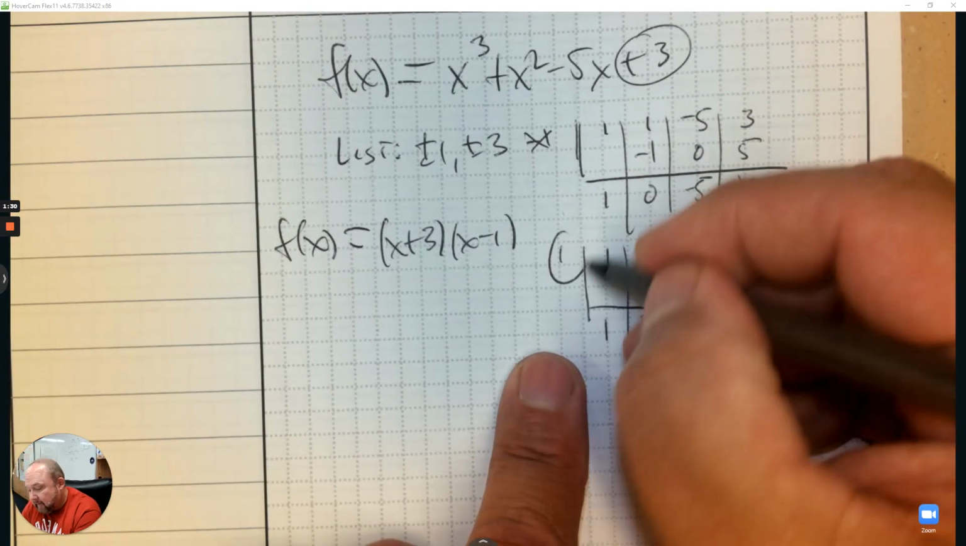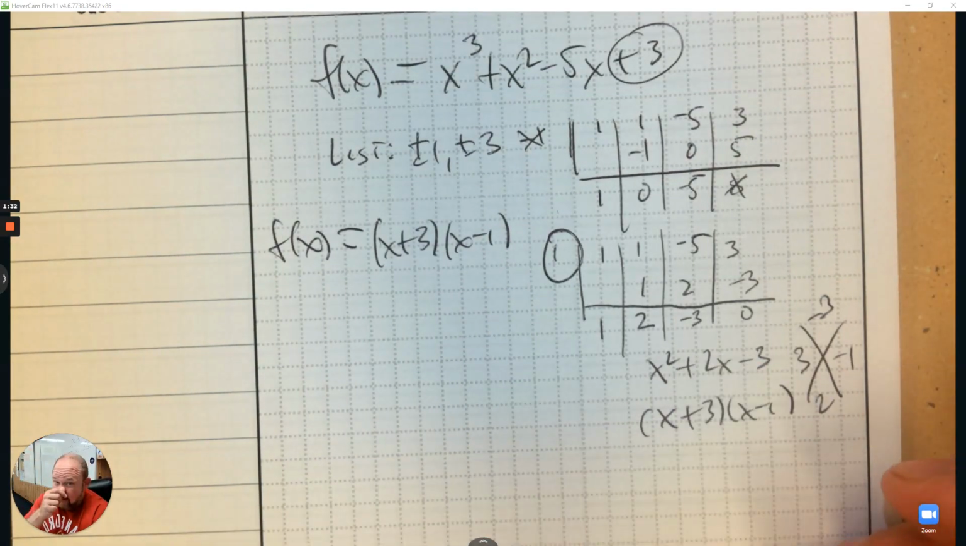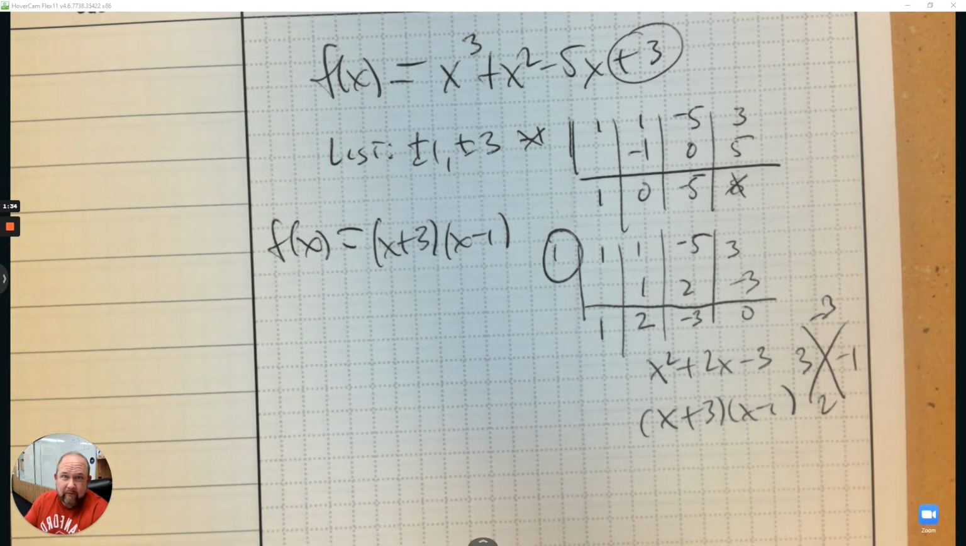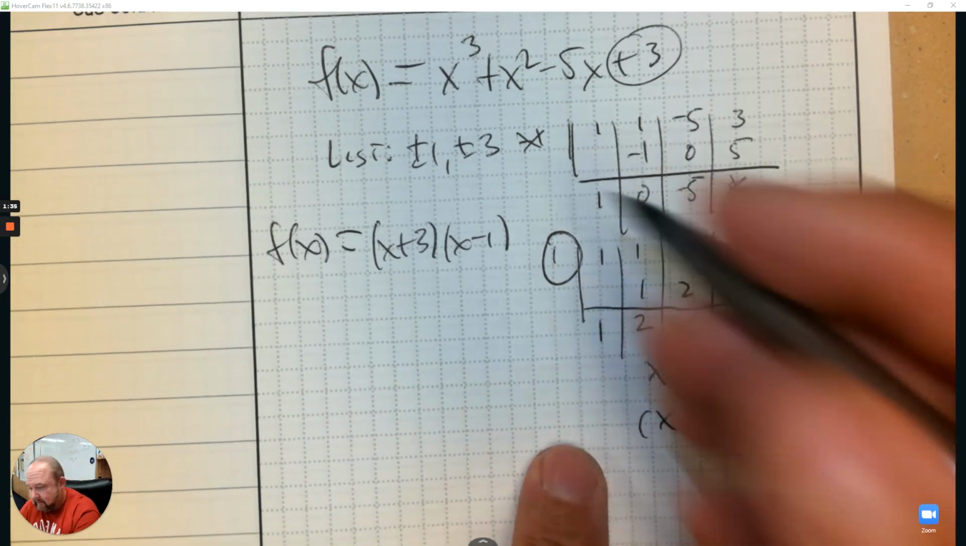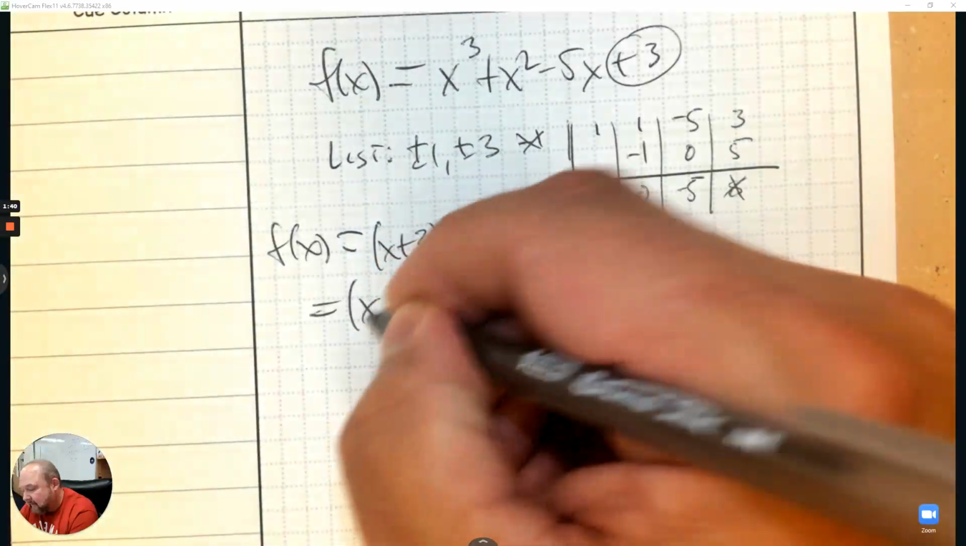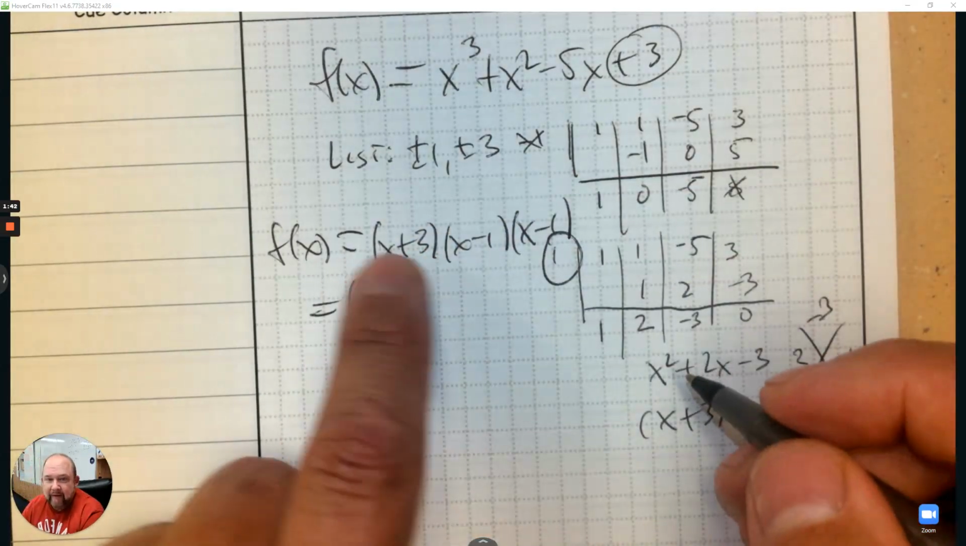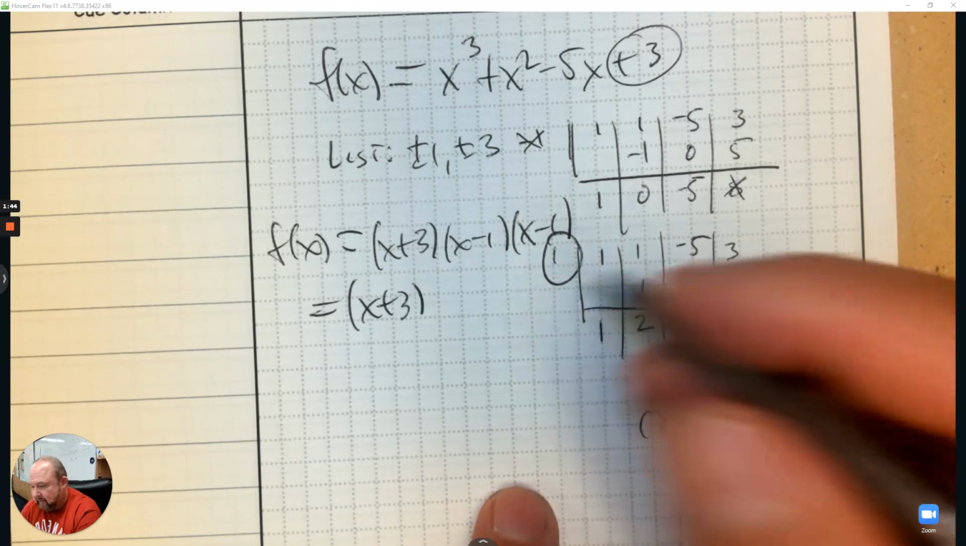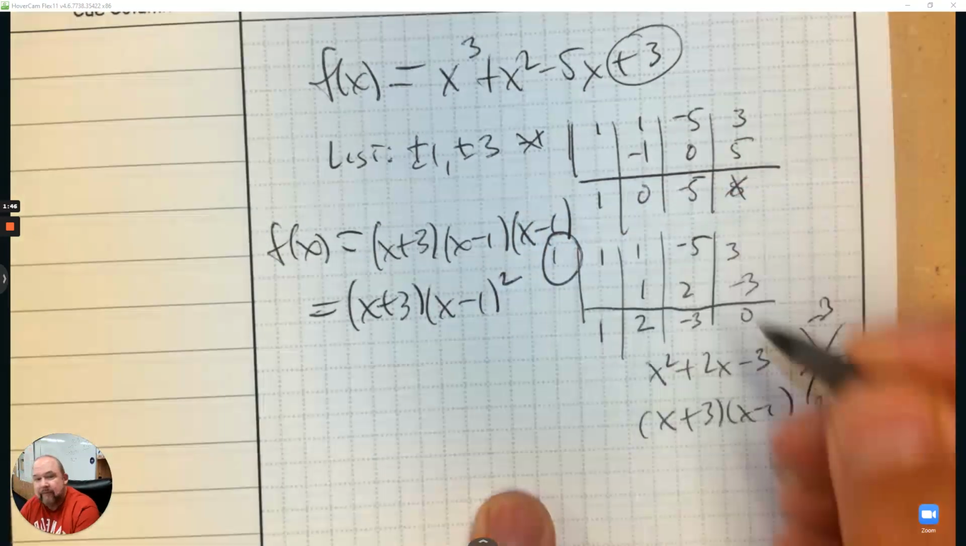And then this one, the one that worked, 1 is a 0. How do I work backwards? The opposite number is the factor. So that's going to be x minus 1. So when I put this together, I have x plus 3 and then x minus 1, which is x minus 1 squared.